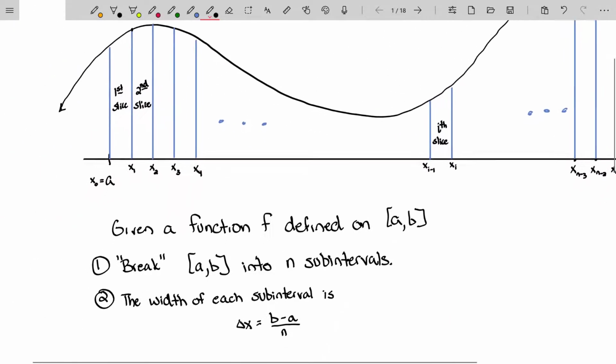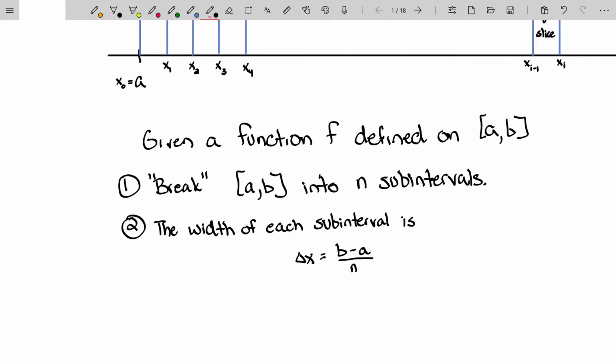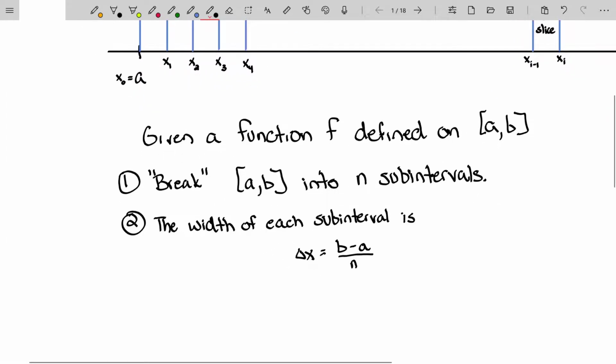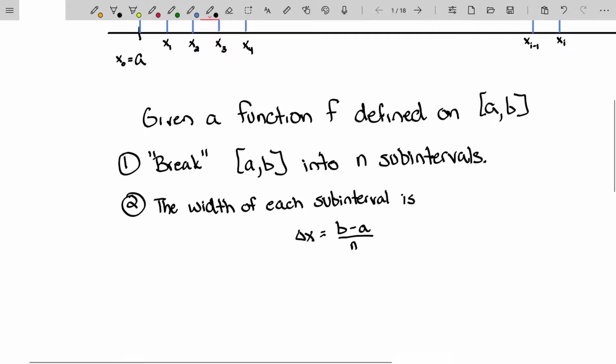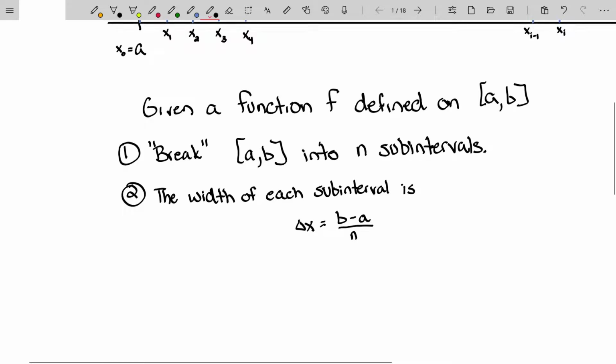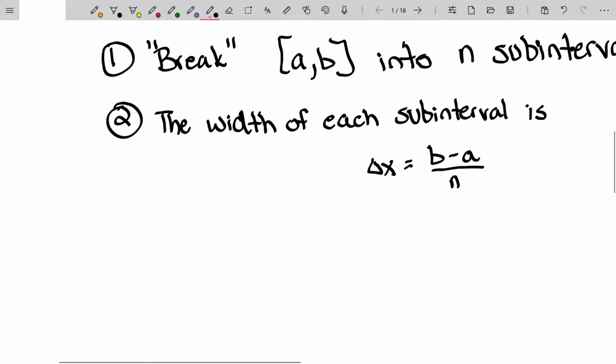That's our arbitrary slice. So what have we done? We've been given a function defined on a closed interval from a to b. We've broken that interval a to b into n subintervals. The width of each subinterval is delta x, which is b minus a over n. And by the way, all the x values we could easily label this way, x sub i, the ith x value.